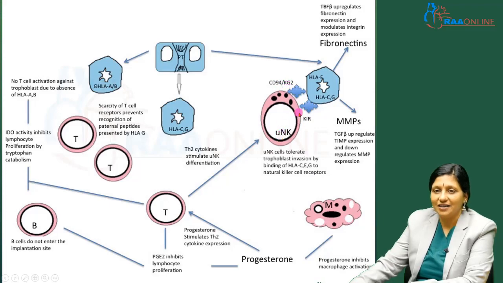After this interaction between HLA-C, G and E with the uterine natural killer cells, there is secretion of fibronectins and matrix metalloproteinases. Now these TGF-beta upregulate the fibronectin expression and modulate the integrin expression, and this helps in the attachment of the embryo and the immunological acceptance of the embryo.